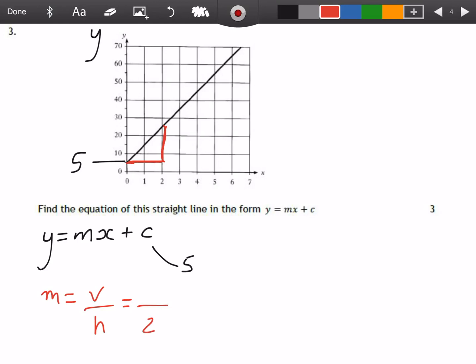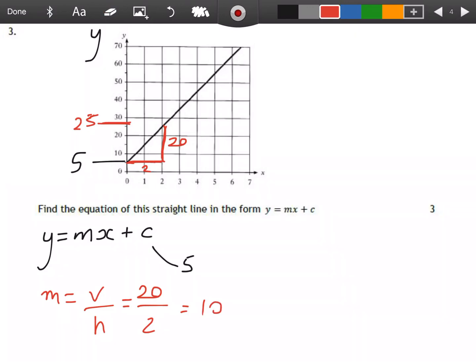The vertical, be very careful, that's 5 there. And that in there would be, that's 25, isn't it? Because it's between 20 and 30. So the vertical distance there is actually 20. So it's 20/2. So the gradient is actually 10. So the question says, write the equation of the line.